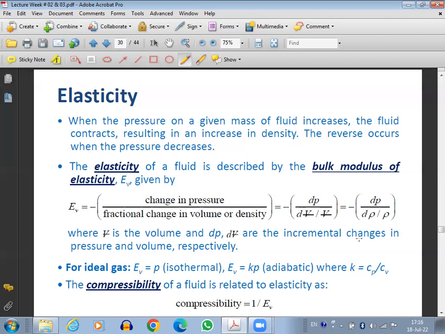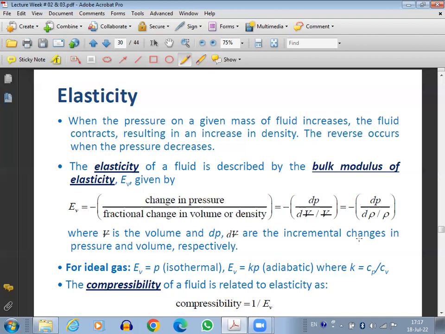Let's move over to the next topic, which is elasticity. When the pressure on a given mass of a fluid increases, the fluid contracts, resulting in an increase in density, and the reverse occurs when the pressure decreases. Elasticity, by the term, is the way we understand what is elastic. Elastic is something that you can stretch, and when you release it, it will come back. The same properties apply to fluids as well.